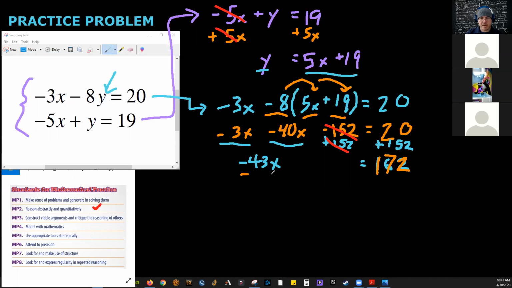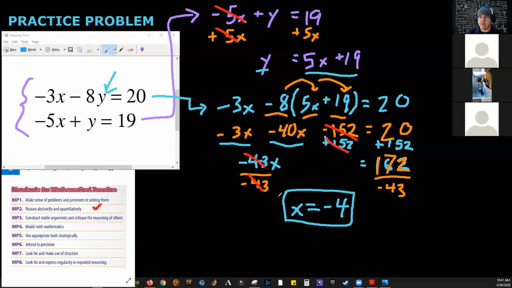So when I divide both sides by negative 43, and this would make a 1. Anything divided by itself is equal to 1. So I'm going to end up with x equals 172 divided by negative 43. I'm pretty sure that's going to be negative 4, because 4 times 40 is 160, and 4 times 3 is 12. So 160 and 12 makes 172. Positive divided by negative is a negative answer. Yep. So x in this case would be equal to negative 4.